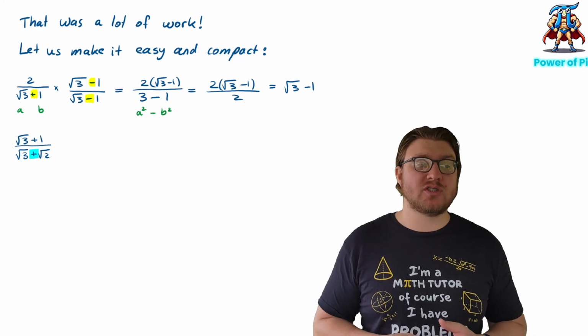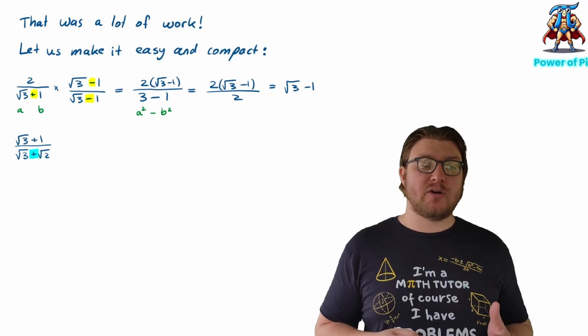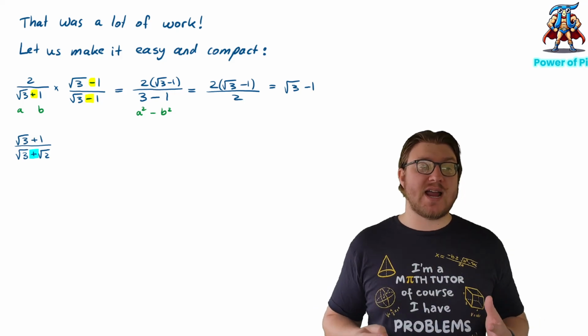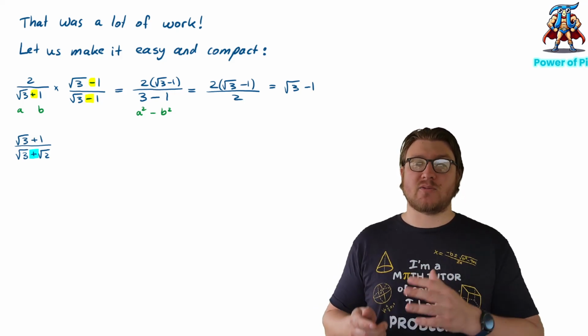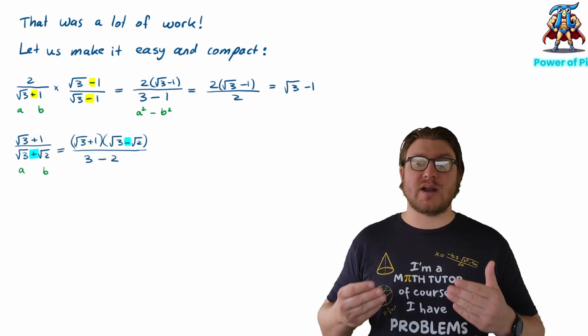What do we have to multiply this one by? Well, in the denominator, we have a square root of 3 plus the square root of 2. So we're going to just switch the sign to square root of 3 minus square root of 2. And then we're going to multiply by that in the numerator and the denominator.